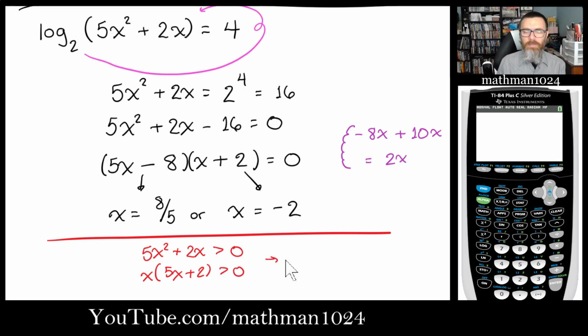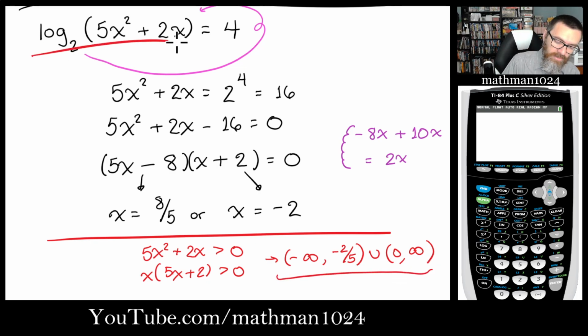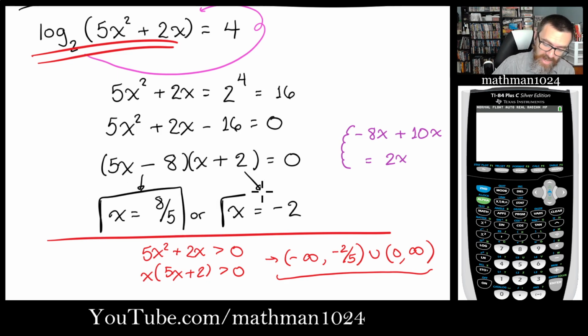And this ends up giving you an interval from -infinity to -2/5, union 0 to infinity. So any solution that we have for this equation has to satisfy this restriction of the domain found from that original logarithmic expression. If we look at our answers, both 8/5 and -2 fall within this domain. 8/5 is of course over here in this part from 0 to infinity, and -2 falls into the left side.